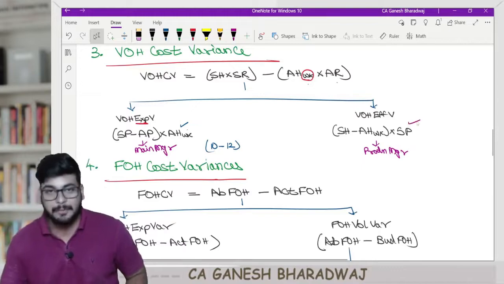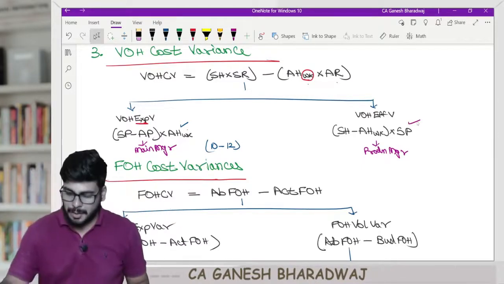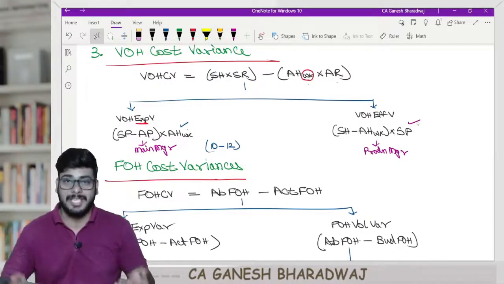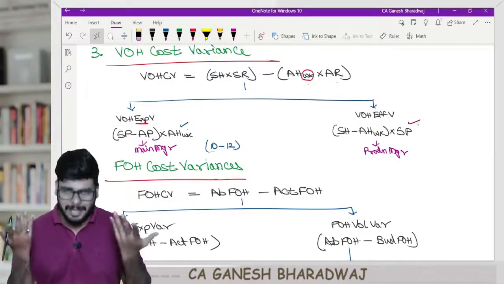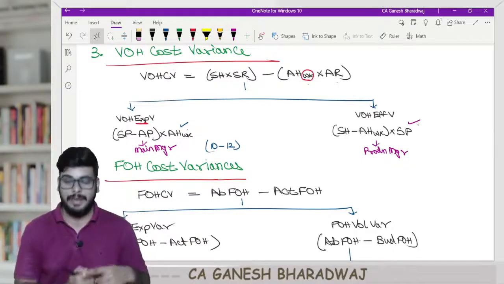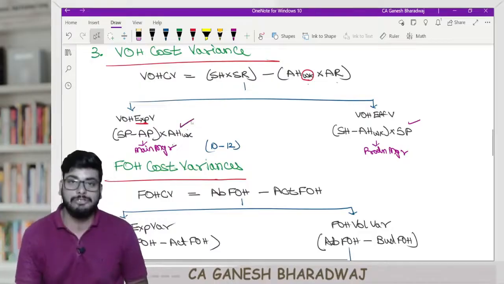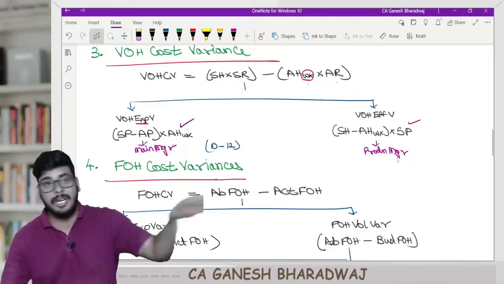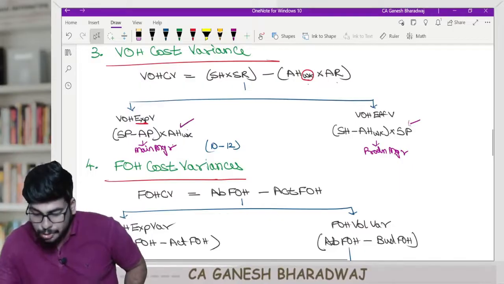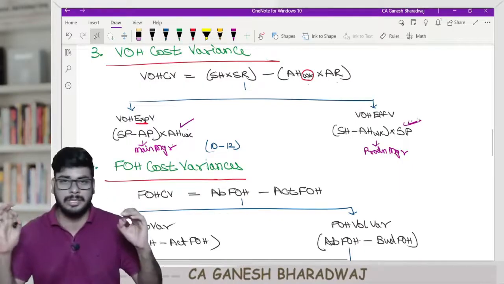Why do I use standard price? If I use actual price, then the efficiency or inefficiency of my maintenance manager gets passed on to the production manager, in a scenario where the production manager is not at all dependent on the maintenance manager. There is a one-way traffic. The maintenance manager is dependent on the production manager; that's why I use the actual hours there. Whereas the production manager is not dependent on the maintenance manager; that's why I don't use the actual price here. I only use the standard price. Have this crystal clear clarity.